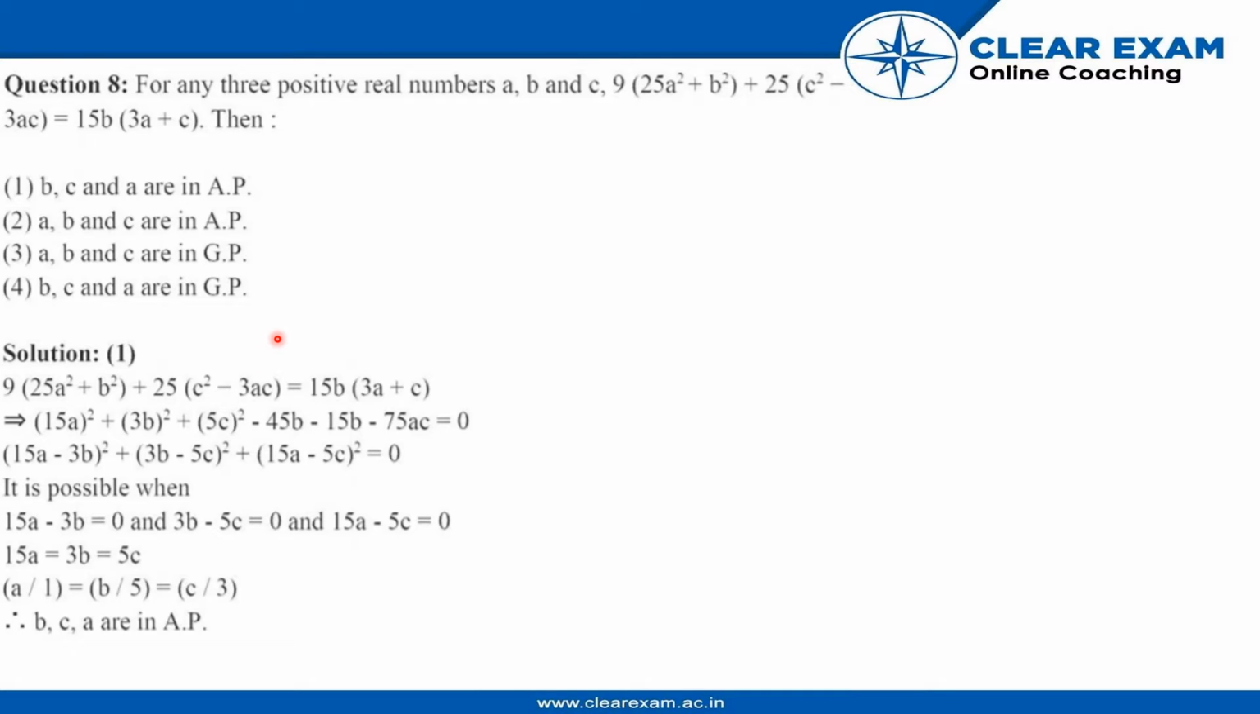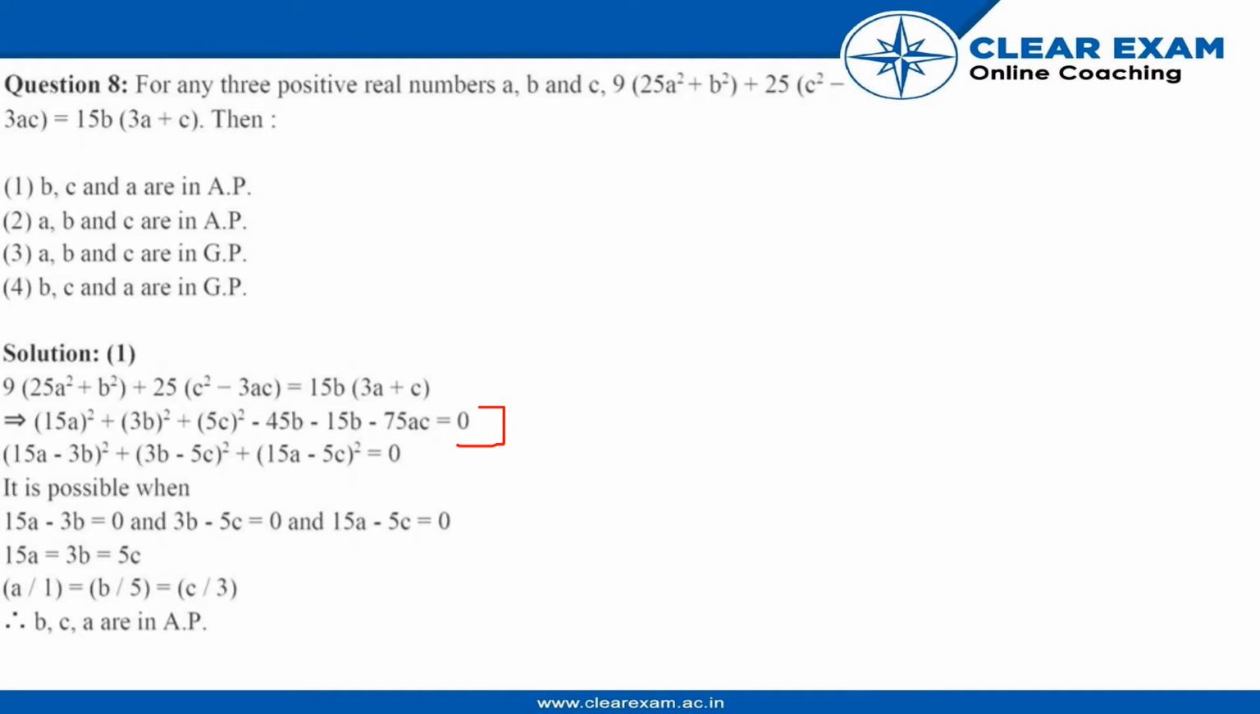So to solve this problem, the basic step would be to open all the brackets as given in the question, multiply the coefficients into the brackets and rearrange them. When we rearrange them, we get this equation, right?